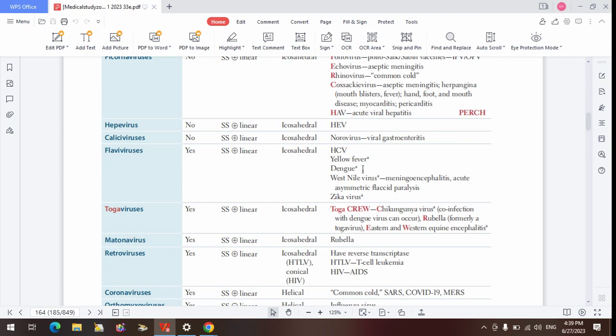So if you see a question talking about somebody that traveled to an endemic region, maybe somewhere in Africa where yellow fever is endemic, and the person started having a very terrible high grade fever with vomiting of blackish substances and yellowing of the eyes, you are thinking of yellow fever as a diagnosis. Very, very important.